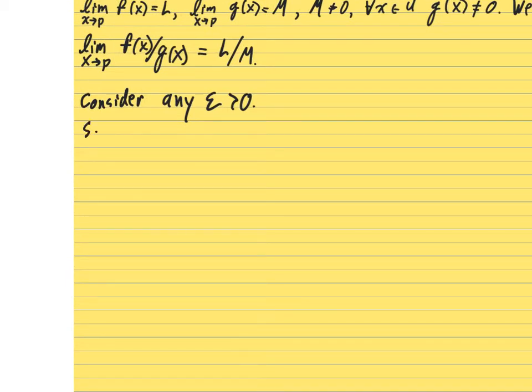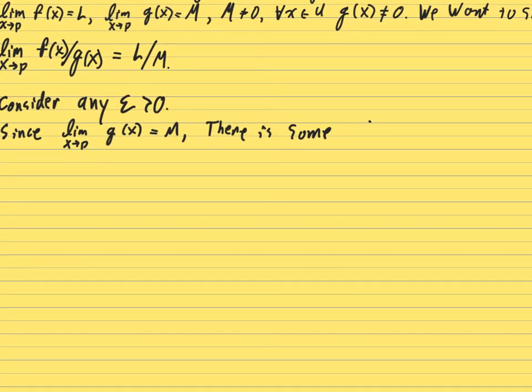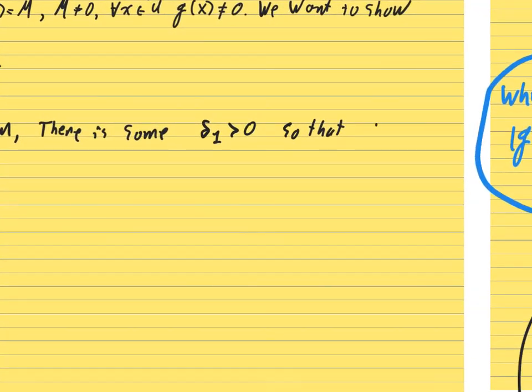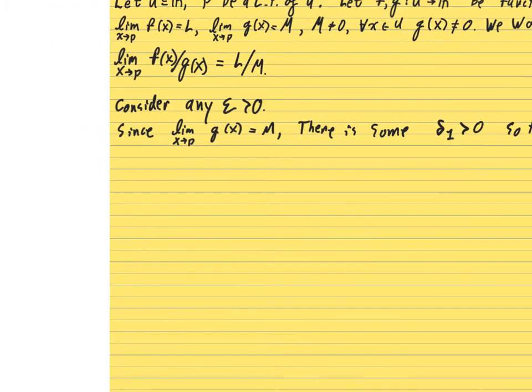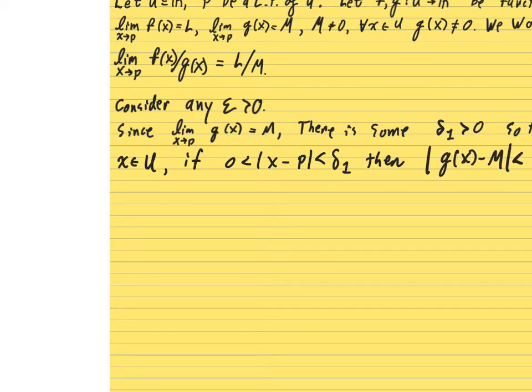So let's use that. Since the limit as x approaches p of g of x equals m, there is some, and this isn't going to be the only delta that I'll use, some delta 1 bigger than 0, so that for all x in U, if 0 is less than the absolute value of x minus p is less than delta 1, then the absolute value of g of x minus m is less than any particular thing I want.